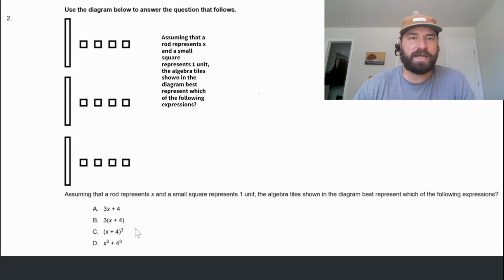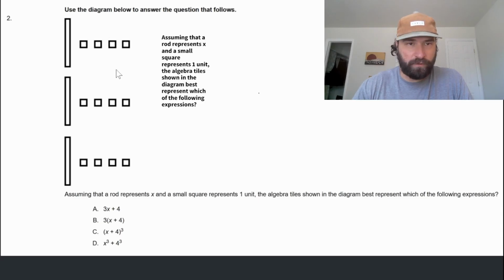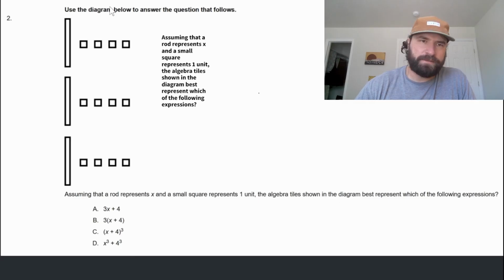So this is a pretty good example of when to use parentheses in math, right? We're creating a group, and our group is the X, which is the rod, plus the 4 squares, and then it happens 3 times, which is why we do 3 times (X plus 4) in parentheses. So since we have these 3 groups, this is an example of multiplication. Exponents just aren't appropriate in this instance. So the answer is B to this question.